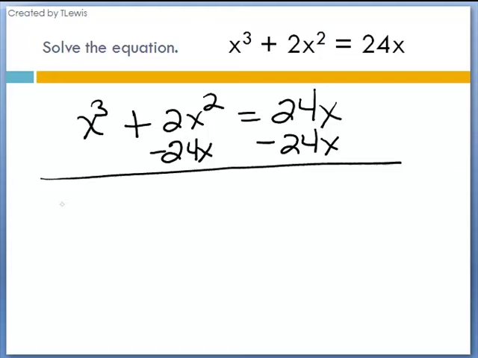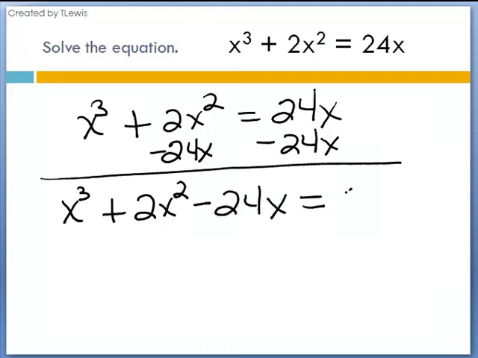So we have here x cubed plus 2x squared minus 24x equals 0, because those 24x's are going to cancel out and we want it to equal 0. So make sure you place your terms in descending order, and it is x cubed, x squared, and x.